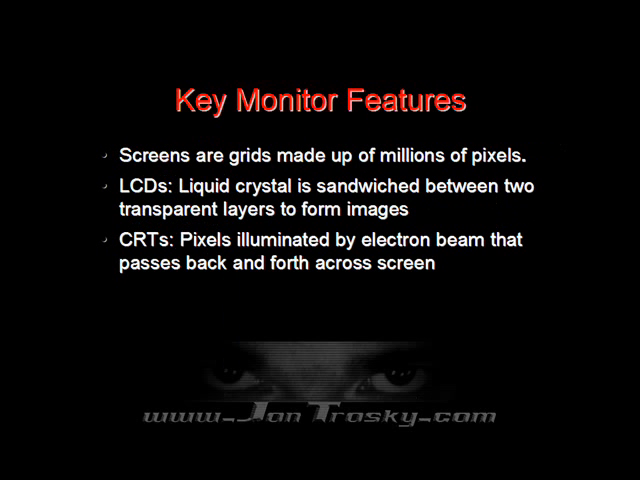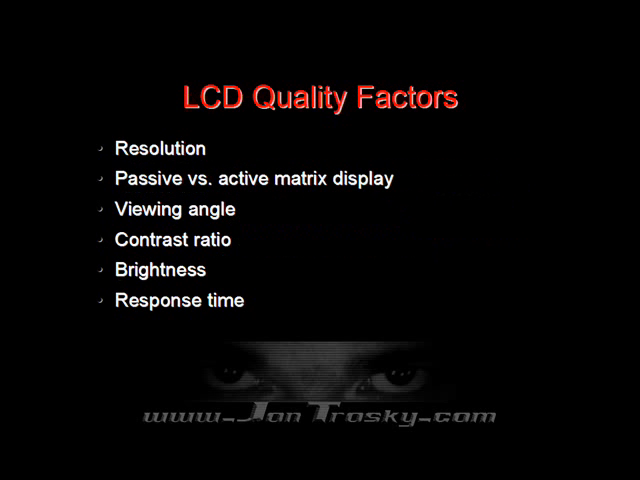Main things to look at on monitors. Screens are grids made up of millions of pixels. LCDs are liquid crystals sandwiched between two transparent layers to form an image. As opposed to a cathode ray tube, where pixels are illuminated by an electron beam that passes back and forth across the screen. Some major factors to look at when you're buying an LCD is the resolution. The resolution is basically how many horizontal pixels by how many vertical pixels. The best way to look at this is, the higher the number, the better resolution you're going to get.